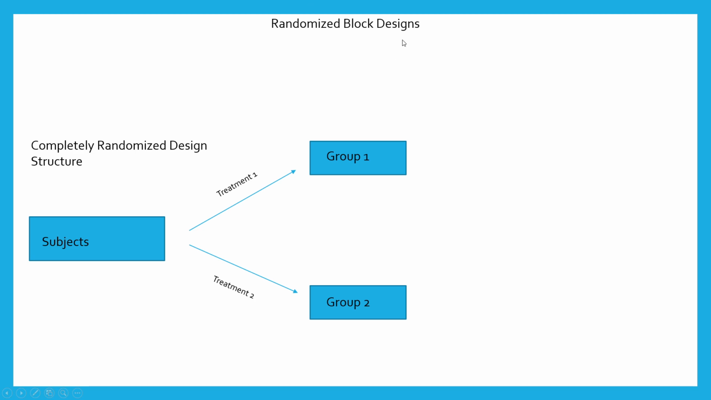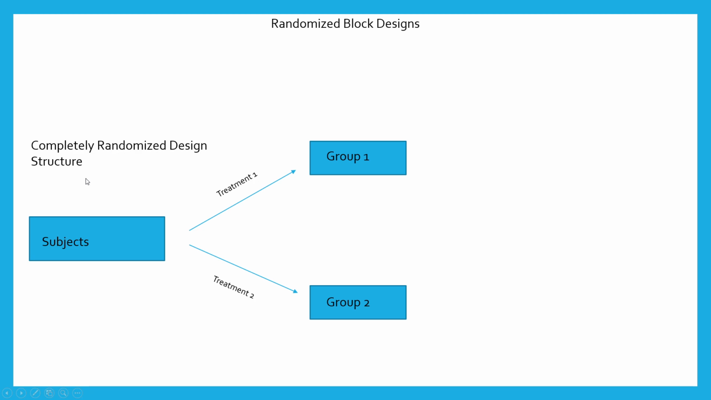Randomized block designs are an experimental design that helps us determine any variables that may or may not have an effect on our data as we go through with an experiment. Before we get into that though, we're going to quickly introduce what randomized design structure is.